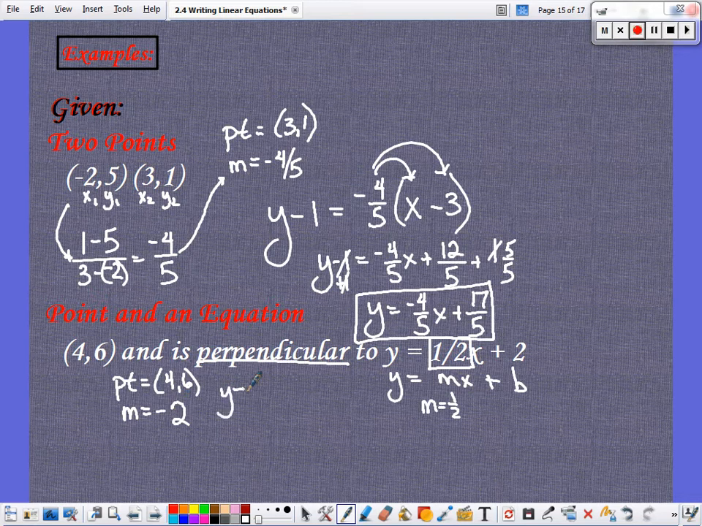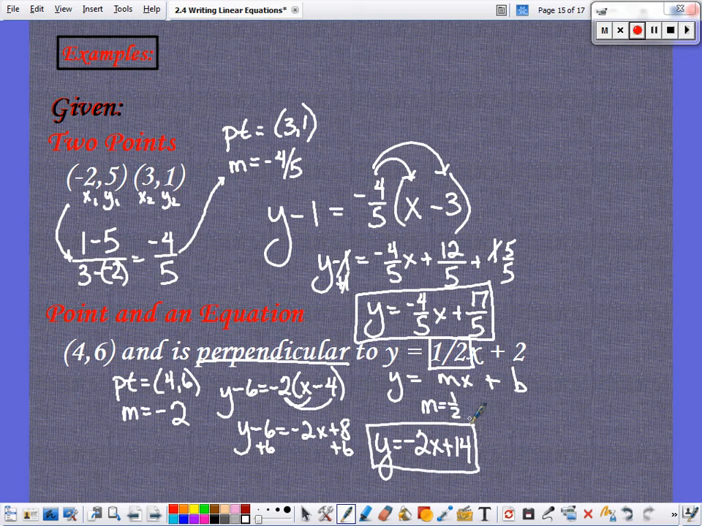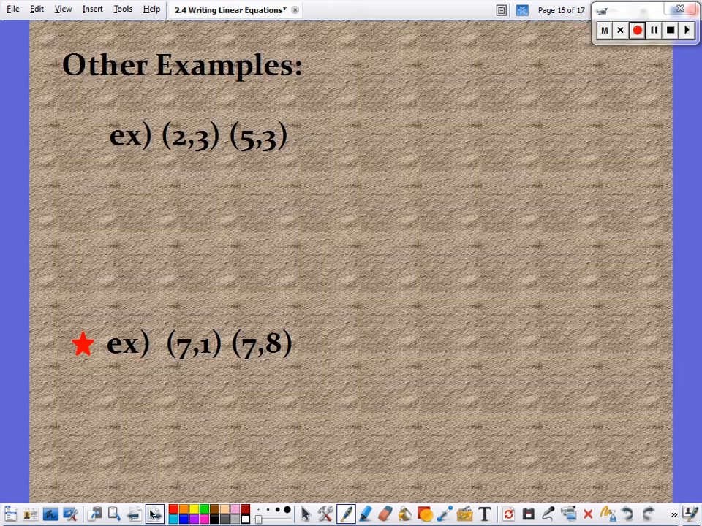Now I'm ready to put in point slope. Now we're just a machine at this point. And how do I go from point slope to slope intercept? Distribute, move my constant. Distribute, and then add 6, and there you go. You're at your solution. There's the equation of the line we're talking about. Get that process down, get that routine down.